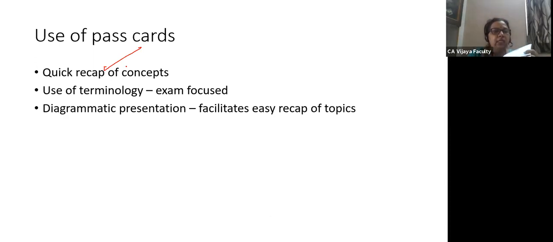And while revising, when you're studying also, after you finish your topic, you could even note down on your pass card that, okay, I need to re-look at these questions because I found it difficult. Just write down the question number with pencil or something. So before your exam, you can look at the pass card, go to that particular question, revise it, and get your concept clear. Third reason why you use a pass card is use of terminology.